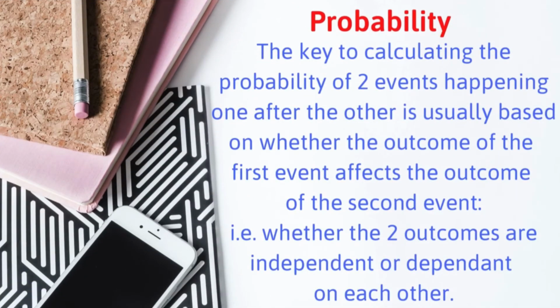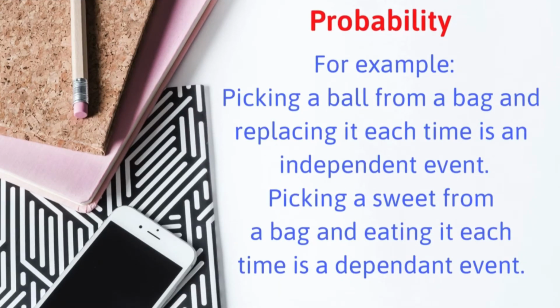The more complicated questions will ask you the likelihood of two events happening together. The key to calculating the probability of two events happening is usually based on whether the outcome of the first event affects the outcome of the second event happening, whether the two outcomes are independent or dependent on each other. For example, if you select a coloured ball from a bag and then replace it, the probability you select the same coloured ball is the same the second time round because the total number of balls in the bag is exactly the same as it was before, so these events are independent of each other.